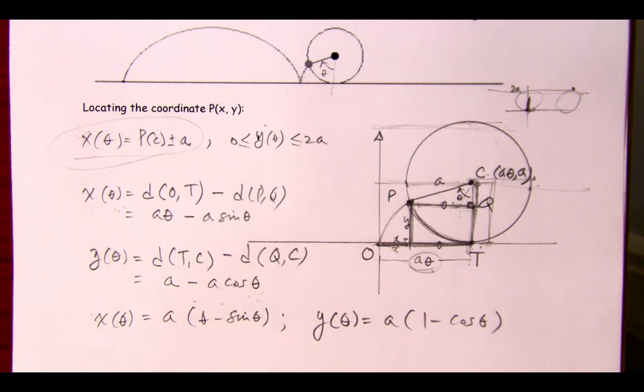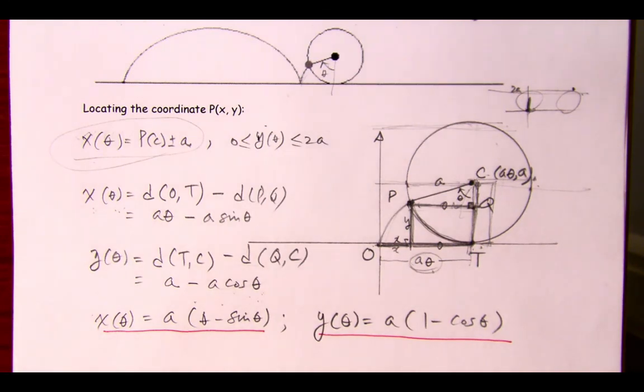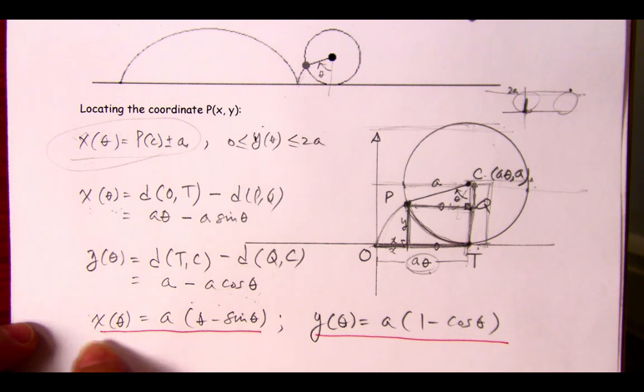So to conclude, we can express the coordinates of the cycloid using x of theta equal to a times theta minus sine theta, and y of theta equal to a times the quantity 1 minus cosine theta.